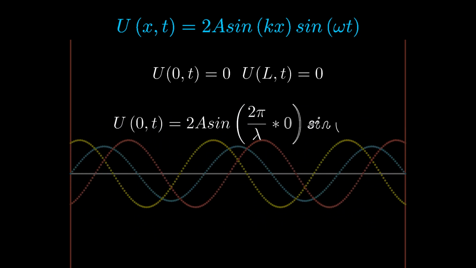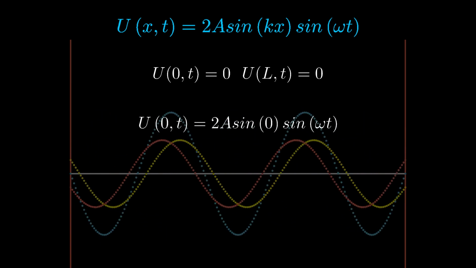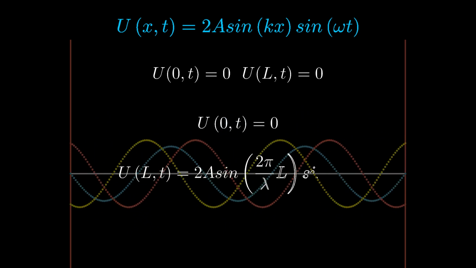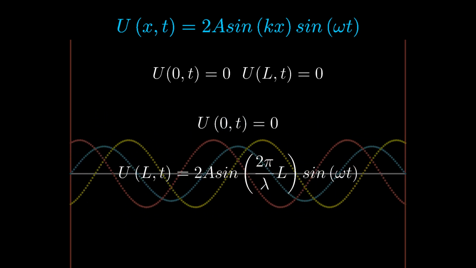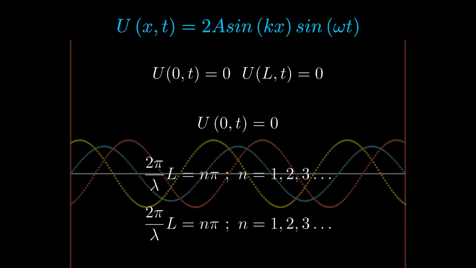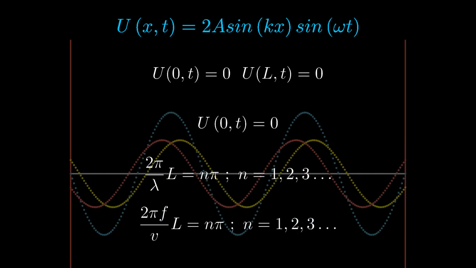For the boundary condition at x equals 0, there is nothing we need to modify in our equation because the condition is already satisfied. Let's repeat the same process for L. In this equation, the expression sin of 2 pi over lambda times L must be equal to 0 to satisfy the boundary condition. The condition that satisfies this is the angles where sin equals 0. According to this expression, for each integer n, a standing wave forms with different wavelengths.